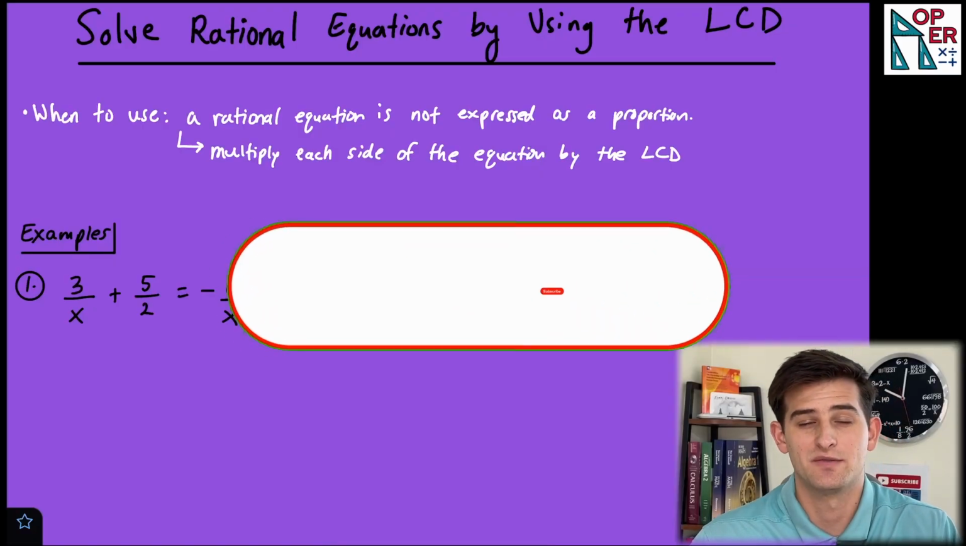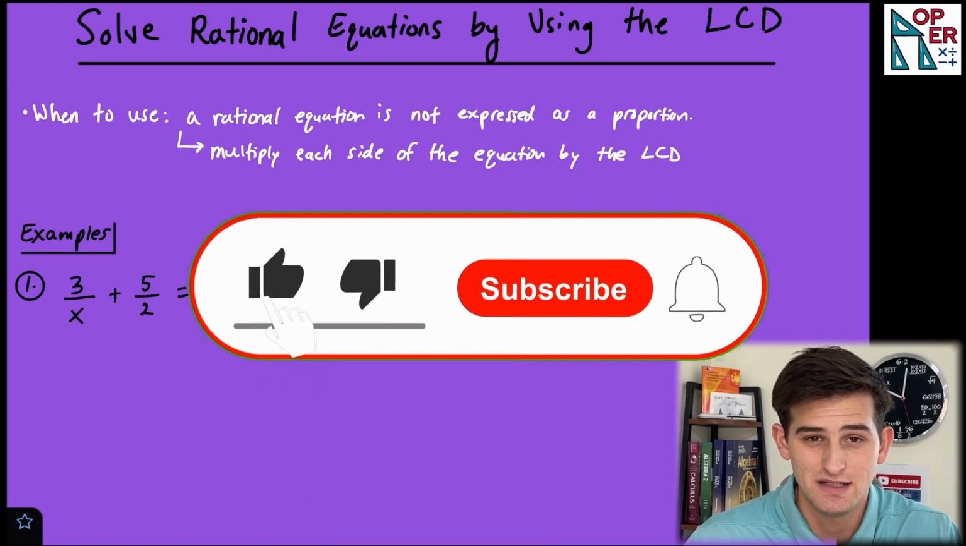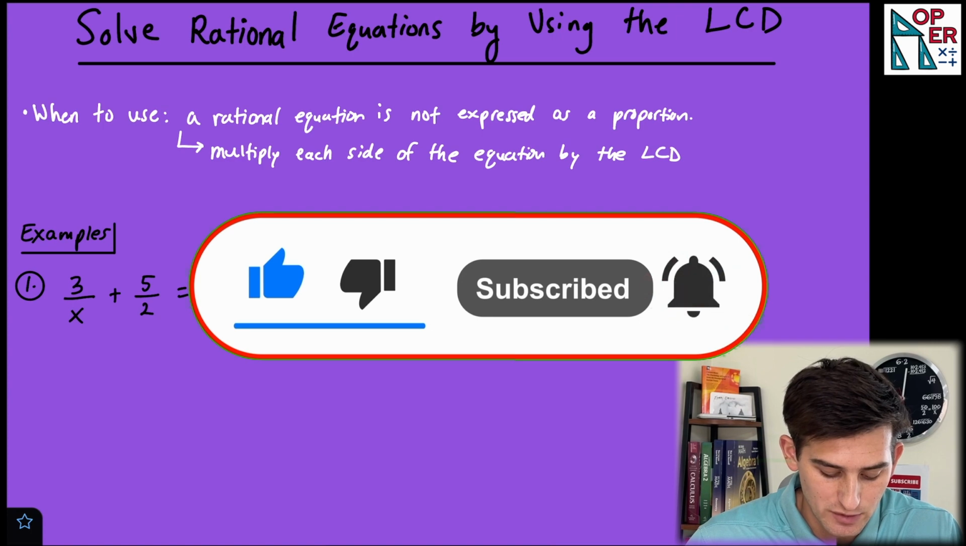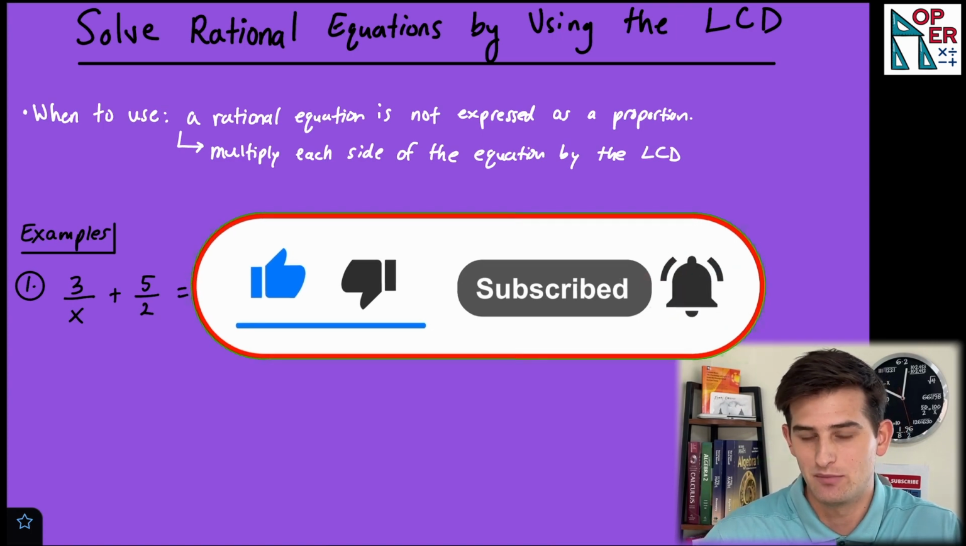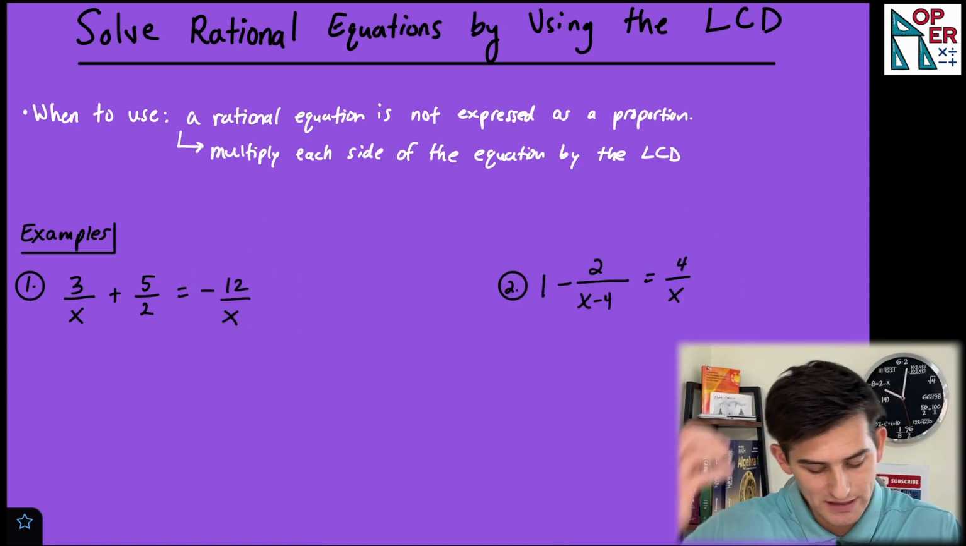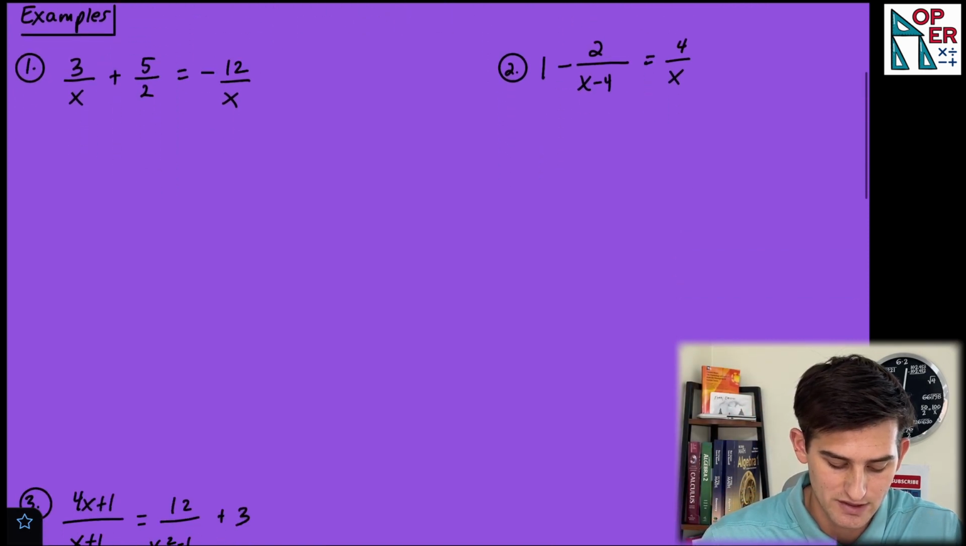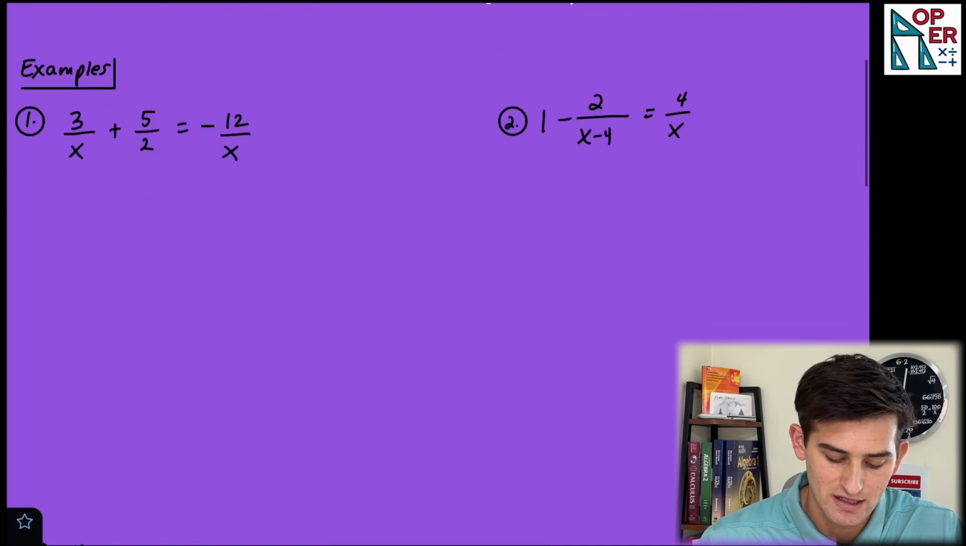Let's talk about how we can solve some rational equations by using the LCD, or the least common denominator. So when would we use this? Simply when a rational equation is not expressed as a proportion. And so what we're going to do is multiply each side of the equation by the least common denominator. So we're going to look at three examples, maybe increasing in difficulty as we go.